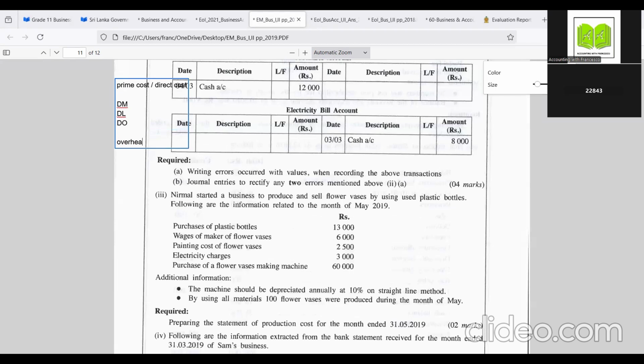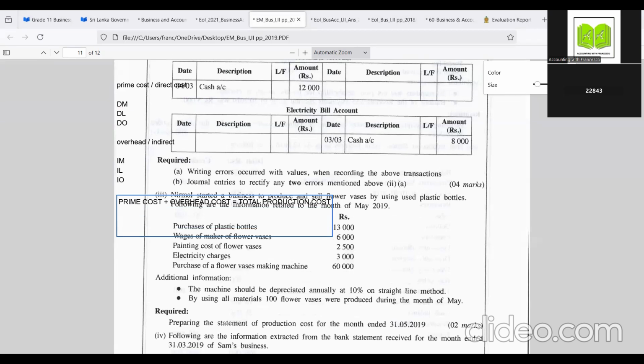Even those who will watch the recording, if you don't know the meaning of DM, DL, and DO, please don't write this here, right? Overhead cost and indirect cost. Under that, we have IM, IL, and IO. Indirect material, indirect labor, and indirect other. Summation of prime cost and overhead cost is equal to what? Total production cost. I hope those can be remembered.